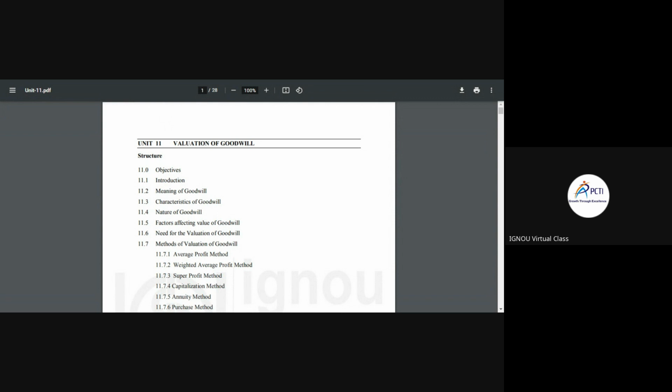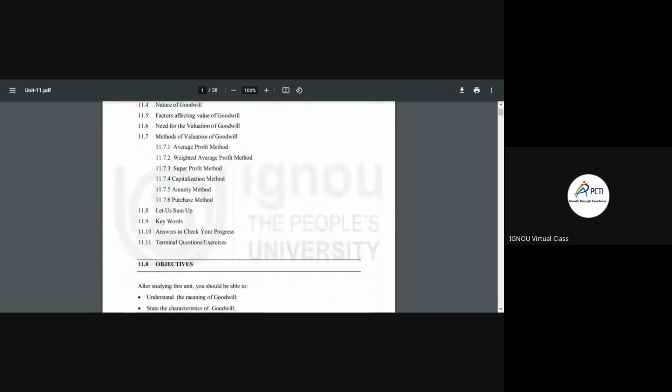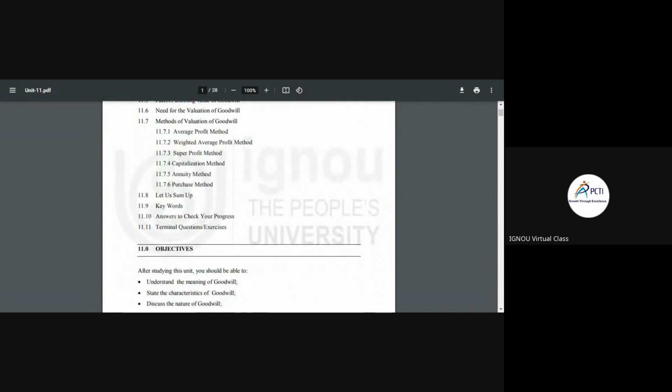So in this unit we need to discuss the objectives of the valuation of goodwill, introduction of the valuation of goodwill, meaning of goodwill, characteristics of goodwill, nature of goodwill, what factors affect the value of goodwill, and the need for the valuation of goodwill. Then we have different methods of valuation of goodwill like average profit method, weighted average profit method, super profit method, capitalization method, annuity method, and purchase method.